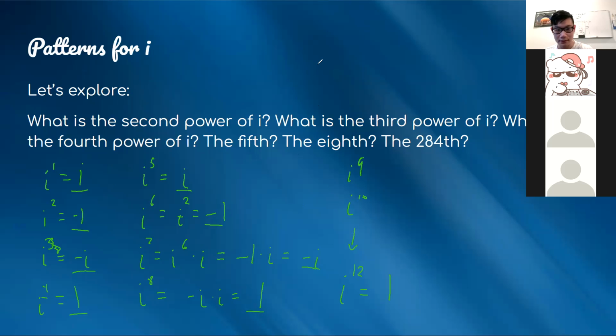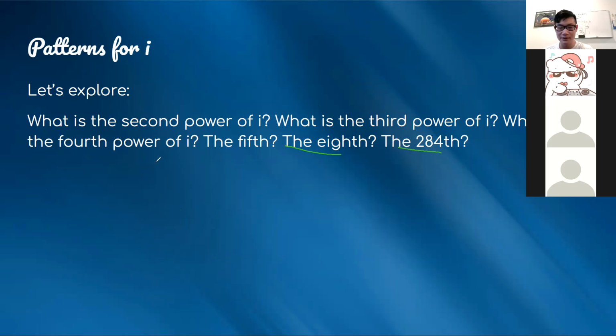Okay, good. So now that we've established this pattern, we can just use it to solve these next two. So the 8th power and the 284th power. So let's do the 8th power first. Well, we know that I to the 8th, how I would solve this is, since we know that every 4 exponents, it repeats, I would just divide this exponent by 4. So I would just do I to the power of 8 divided by 4, which is 2.